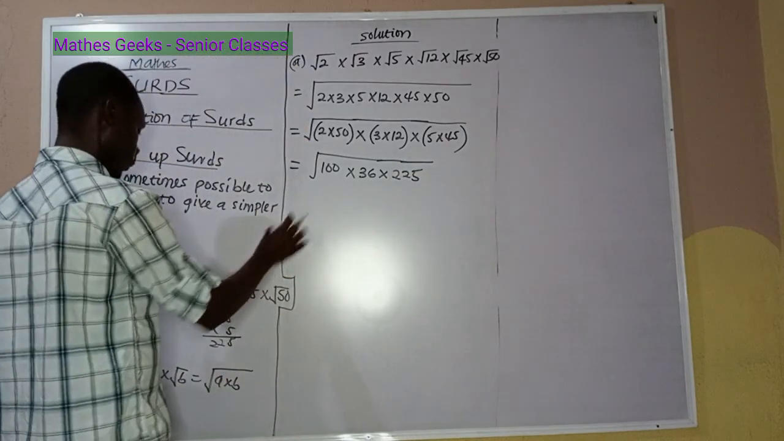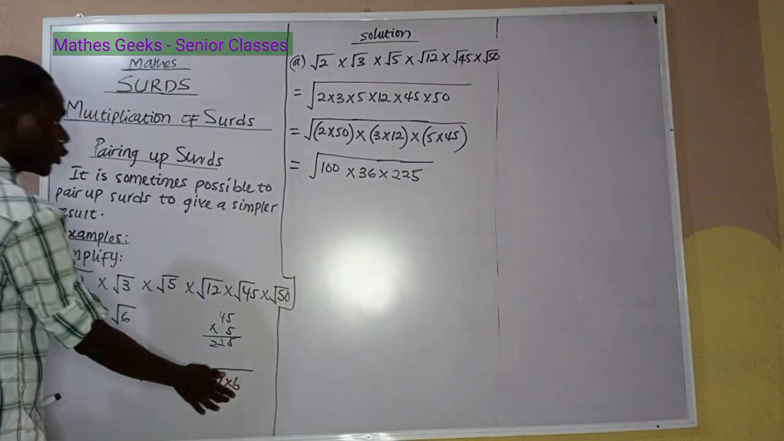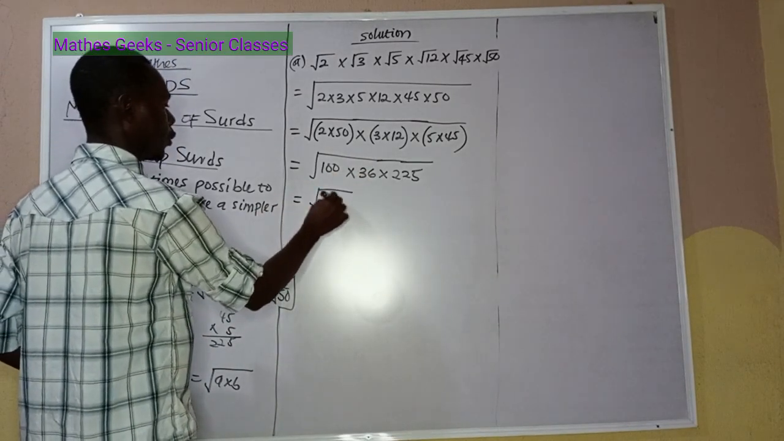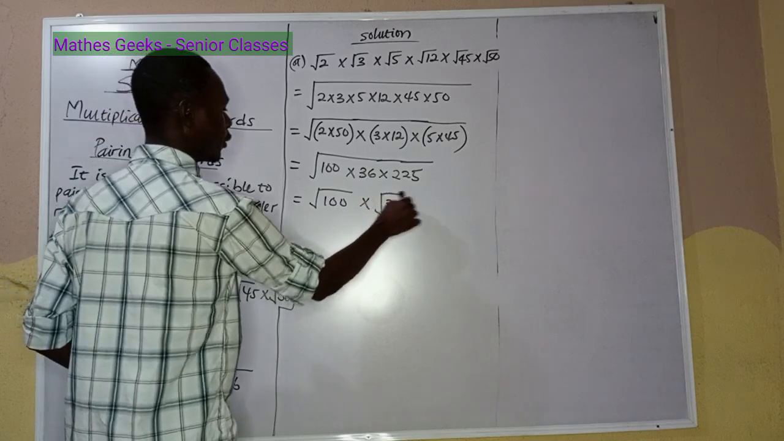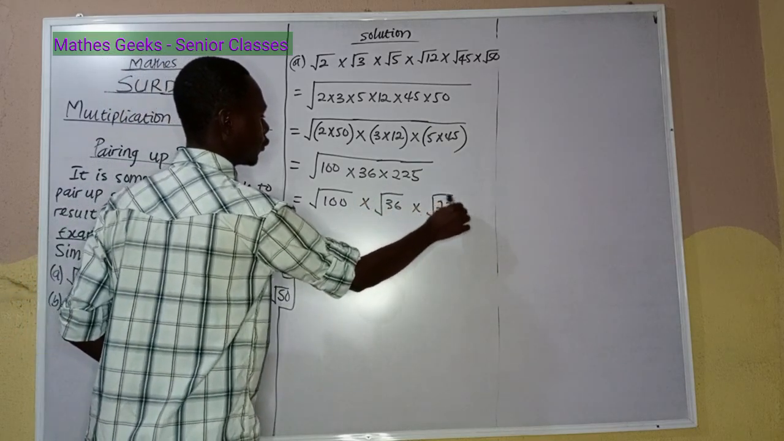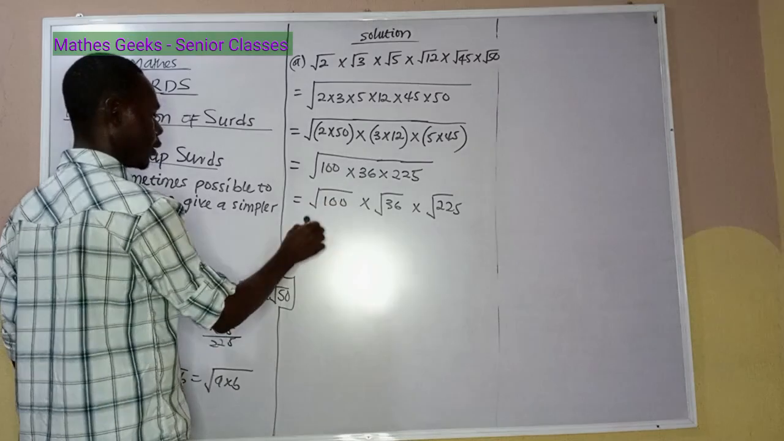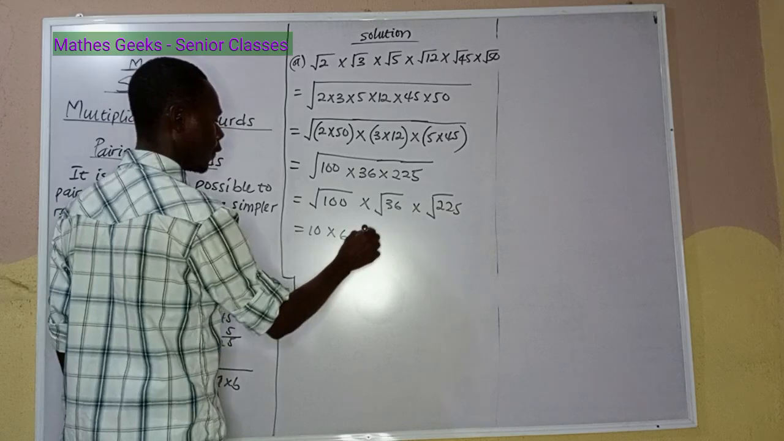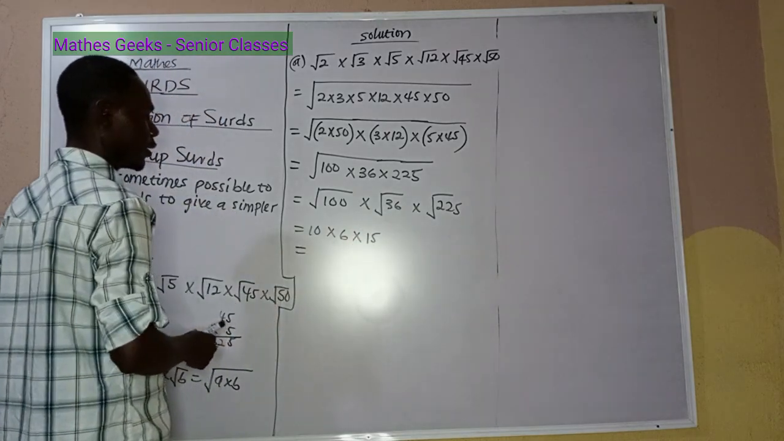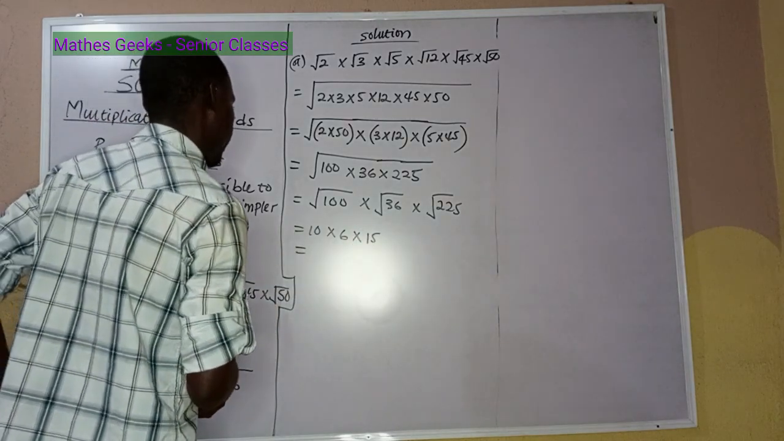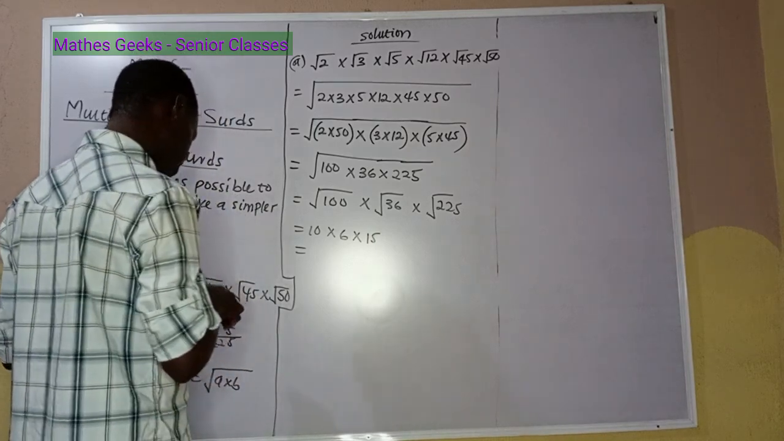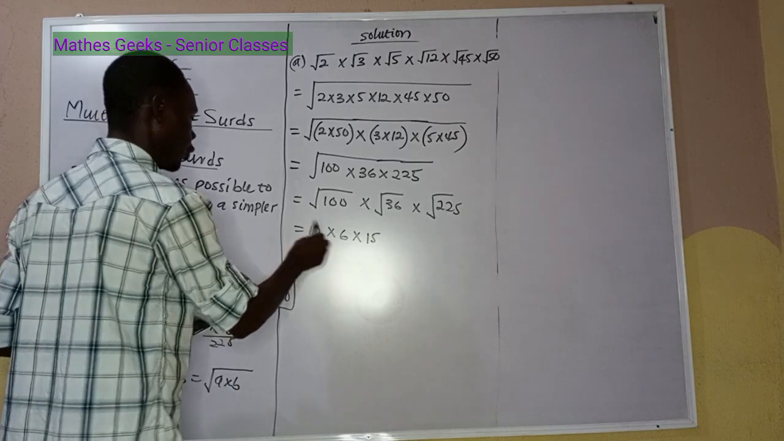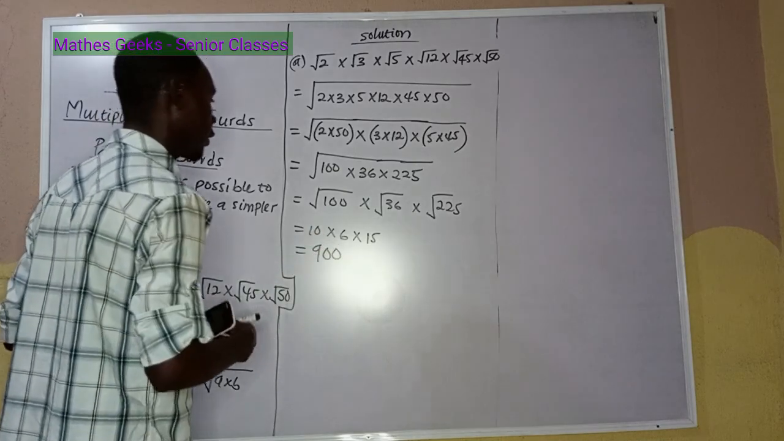Now, remember that from here, which is what we have here, we can get this back. So this is equal to root 100 times root 36 times root 225. So root 100 is 10, times root 36 is 6, times root 225 is 15. And that will give me 10 times 6 is 60, 60 times 15. 900 is our answer.